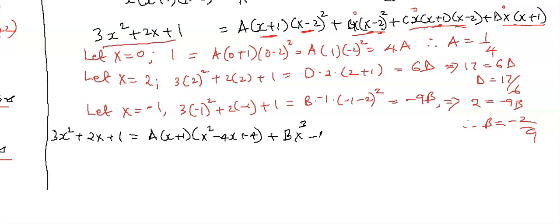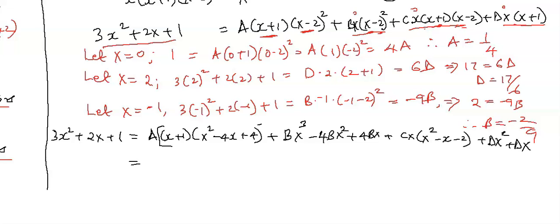minus 4bx plus 4, this should be bx squared for 4bx, and then the other one should be cx. Let's expand the first one, x squared, that is minus 2x plus x minus x minus 2, and then dx squared plus dx. So this should be A, and remember A, you are multiplying with everything.